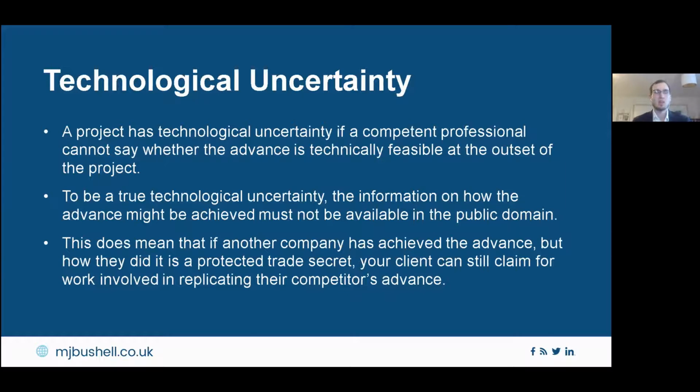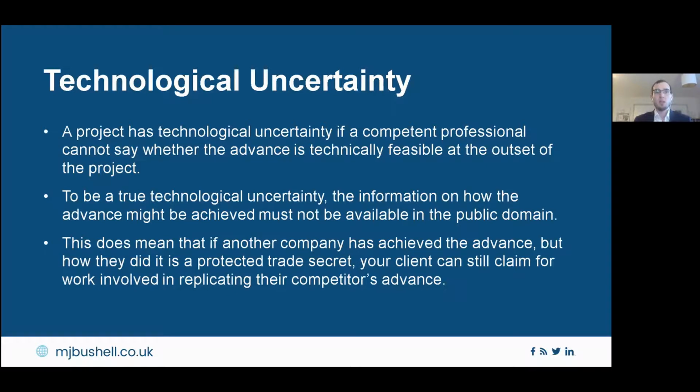Instead, they're saying, well, we might be able to make this technically feasible, but we're going to have to carry out some research. We're going to have to carry out some activities to see whether we can achieve this. If that's the case, then you're ticking the box and you're gonna have an eligible R&D claim.